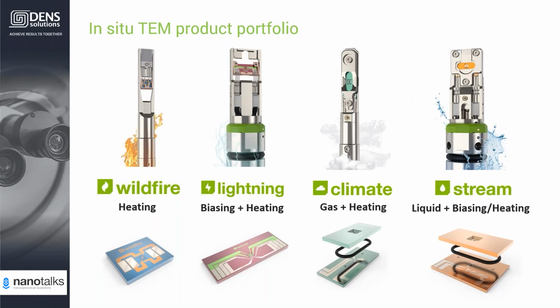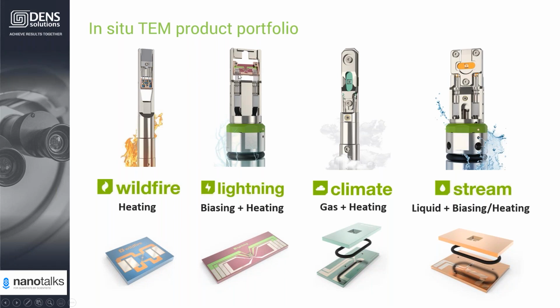So DENSsolutions has a product portfolio of 4 In Situ TEM systems. We started back in 2012 in the town of Delft in the Netherlands with making an In Situ TEM heating system, which we called Wildfire, based on MEMS technology in the tip of the holder, which serves both FEI and JEOL microscopes. A few years later, we extended the range to In Situ biasing and heating, which is called Lightning, and also In Situ gas and heating, which is called Climate.